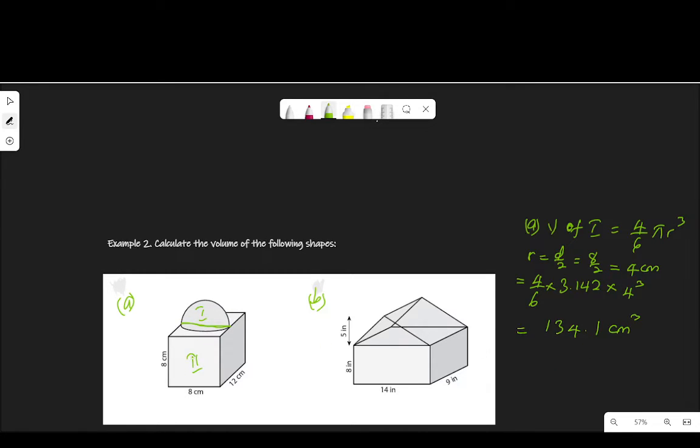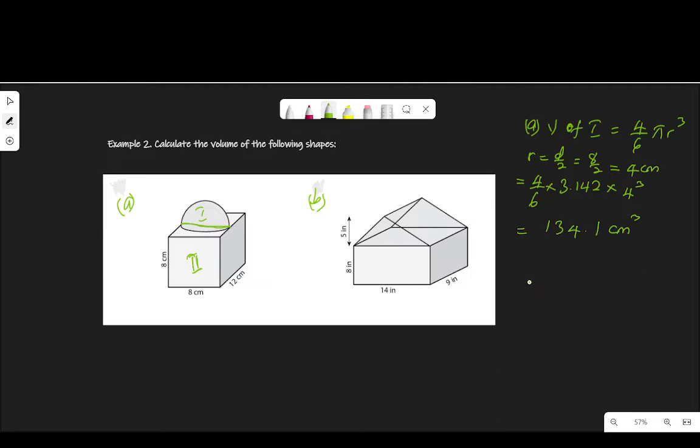Now we need to get the volume of this second shape, which is a rectangular prism or cuboid. And volume of a cuboid is length times width times height. That will be, the length here is 12 centimeter. The width is 8 centimeter. The height is also 8 centimeter. So 12 times 8 times 8 will give us 768 centimeter cube. So volume of the rectangular prism is 768.